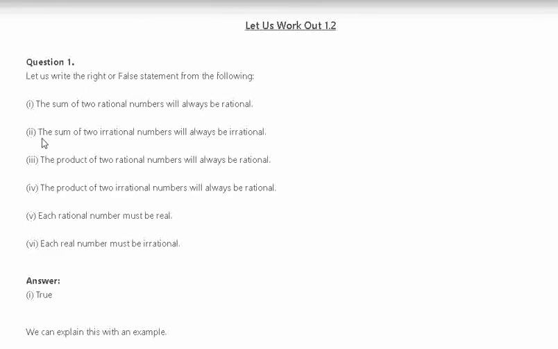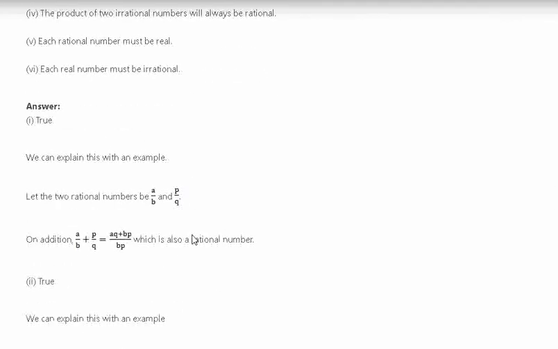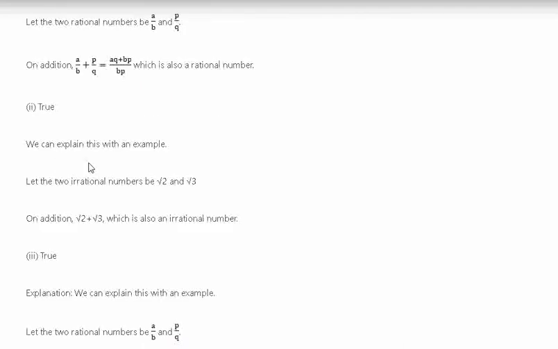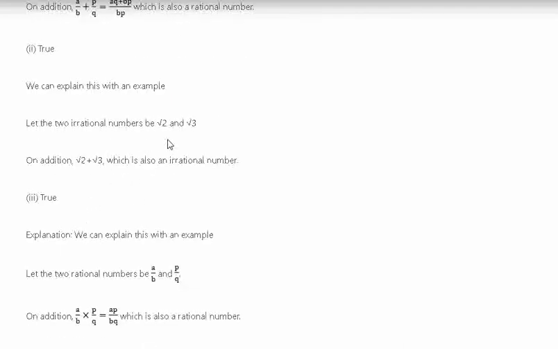Second one: the sum of two irrational numbers will always be an irrational number. Yes, it is also true. We can explain this with an example of two irrational numbers, like root 2 and root 3. We add them and get an irrational number.